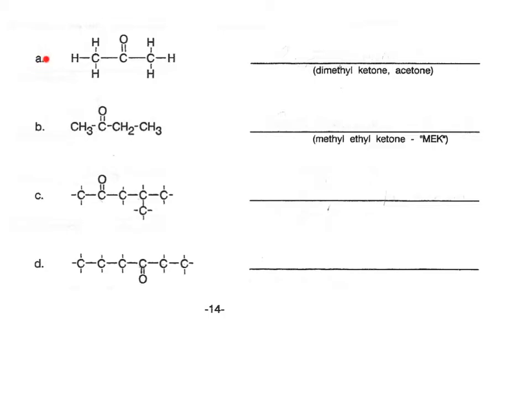Compound A. The first step is to identify the functional group. Here we see a C double bond O, and we see that there's a carbon on both sides, so we identify it as a ketone. The ending on the name will be ONE. Then we notice that all of the other bonds are carbon-carbon single bonds, and so that will be AN. In front of that, we're going to say how long the carbon chain is that includes the carbonyl carbon. In this case, we have 3 carbons, so that is prop. So we currently have propanone.